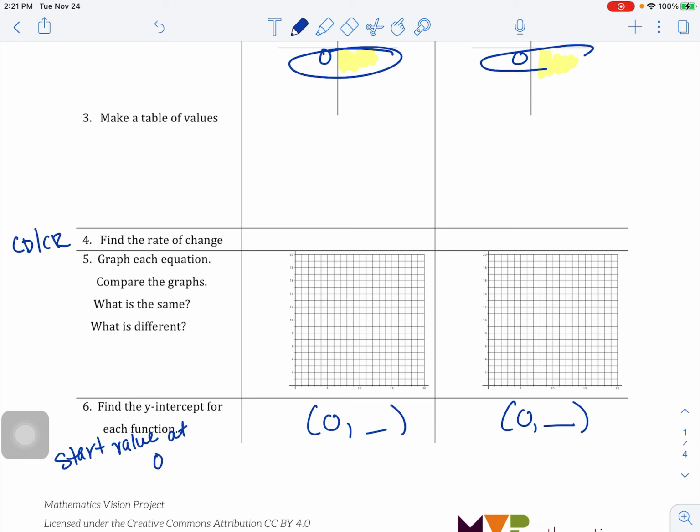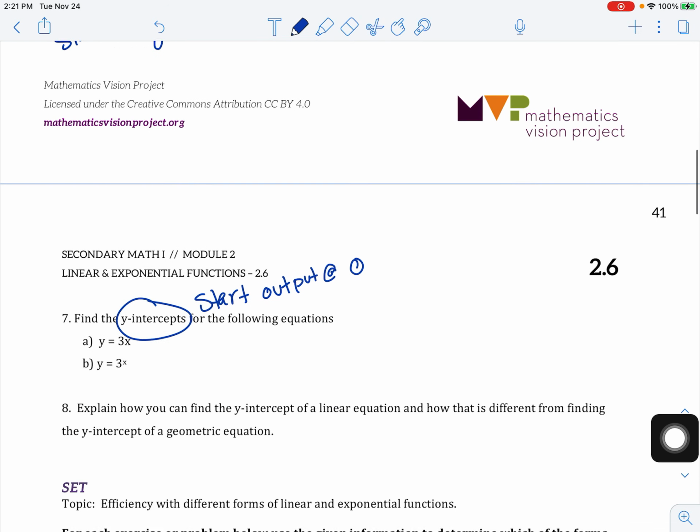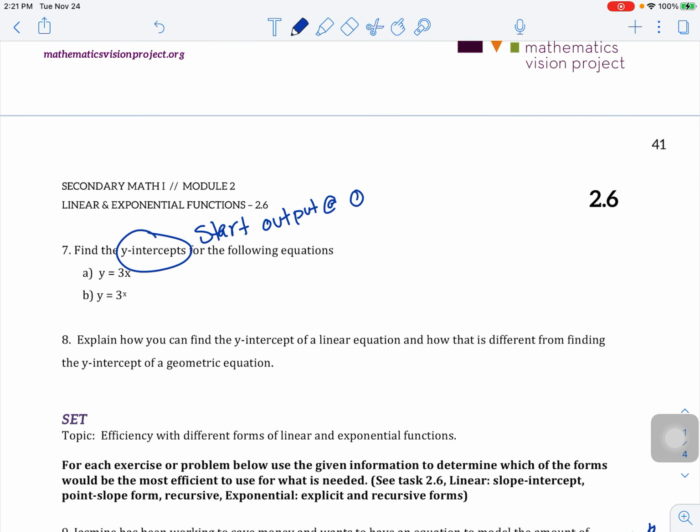So that is this point in the table. When the input is 0, what is the output? That's what we're looking for 1 through 6. And then remember, anytime they say y-intercepts, that's the starting output at 0.